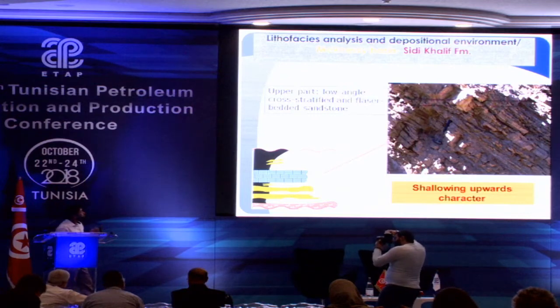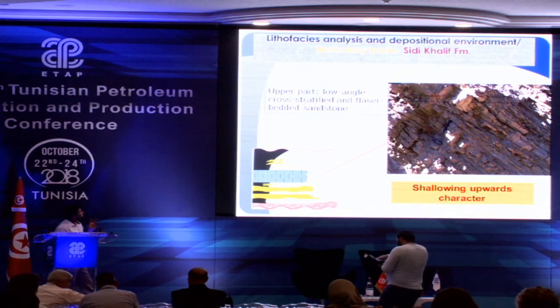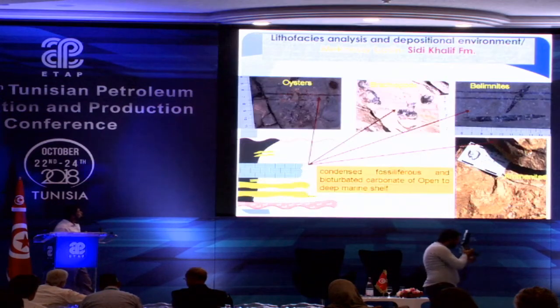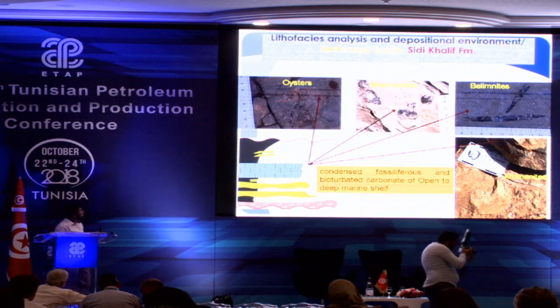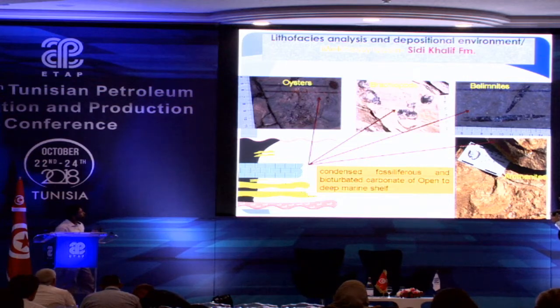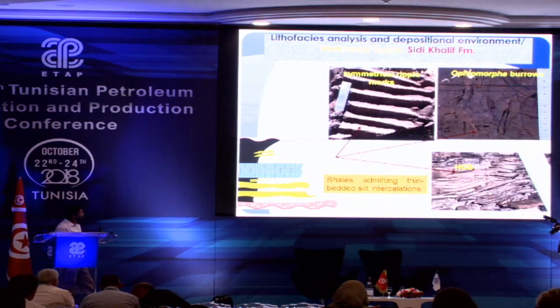Within the third subunit, the shallowing upward character is more evident, and it is formed by low-angle cross-stratified sandstone exhibiting flaser-bedded sandstone at the top. The transgressive sediment of each sequence is represented by condensed fossiliferous carbonate exhibiting ammonite, belemnite, and brachiopods, and can be attributed to a deep marine shelf. The sedimentation grades upward into shale admitting thin-bedded sandstone.